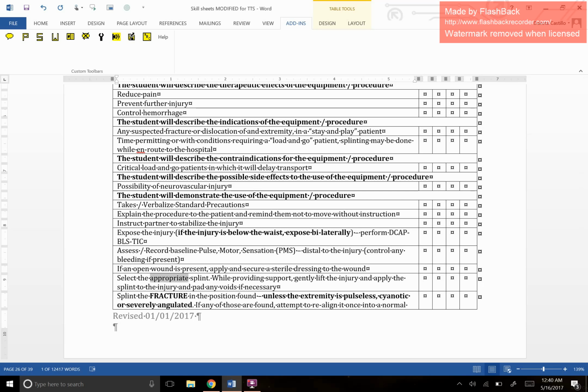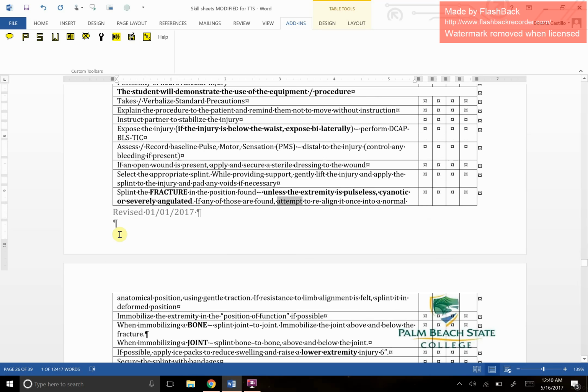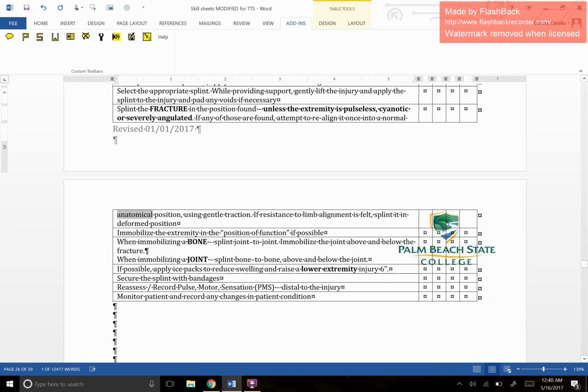Select the appropriate splint. While providing support, gently lift the injury and apply the splint to the injury and pad any voids if necessary. Splint the fracture in the position found unless the extremity is pulseless, cyanotic, or severely angulated. If any of those are found, attempt to realign it once into a normal anatomical position, using gentle traction. If resistance to limb alignment is felt, splint it in deformed position.